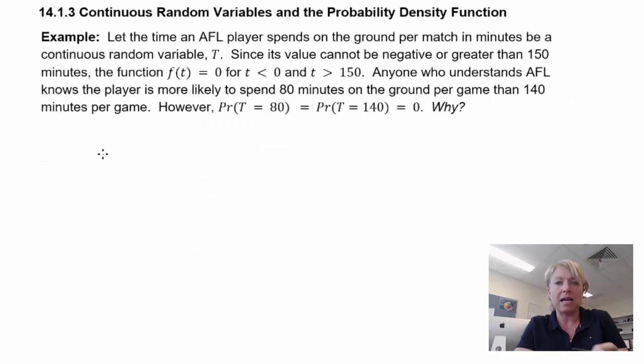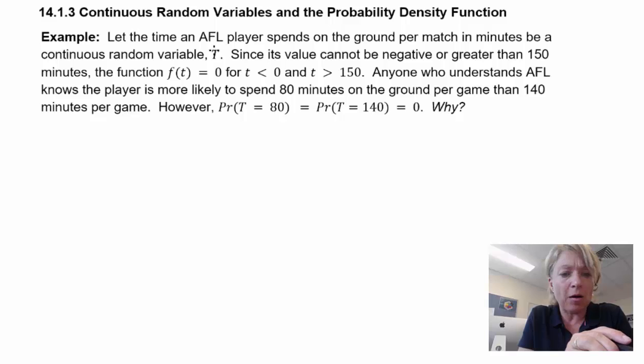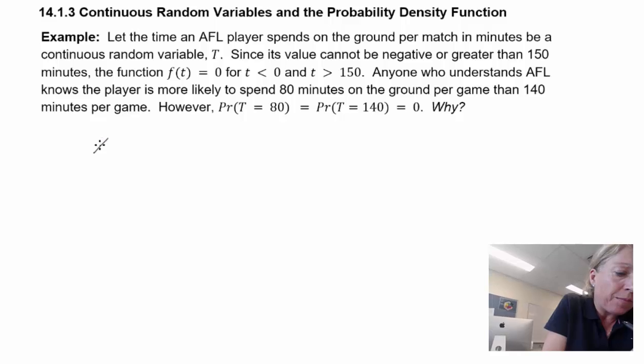Let's consider an example of a continuous random variable. Think about an AFL game. The time that the AFL player spends on the ground during a match, in minutes, could be represented by the continuous random variable t.